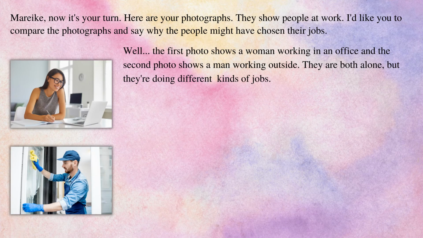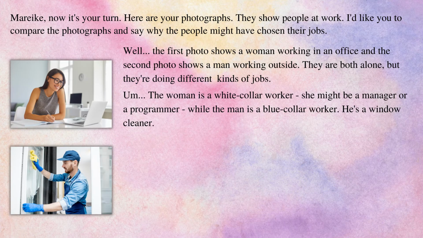Well, the first photo shows a woman working in an office, and the second photo shows a man working outside. They are both alone, but they are doing different kinds of jobs. The woman is a white collar worker, and she might be a manager or a programmer, while the man is a blue collar worker.